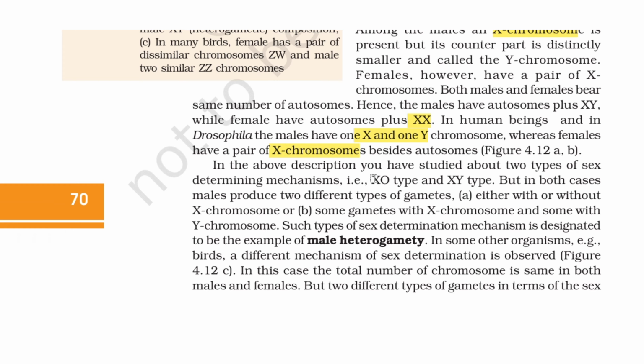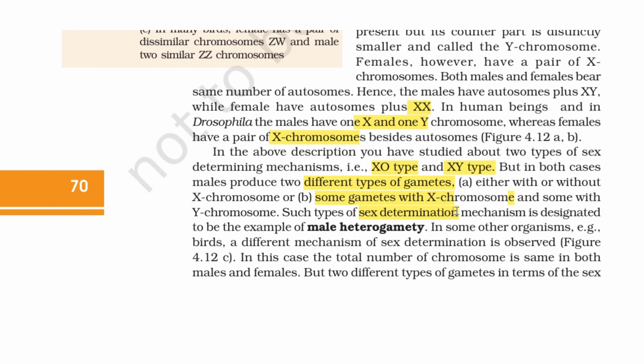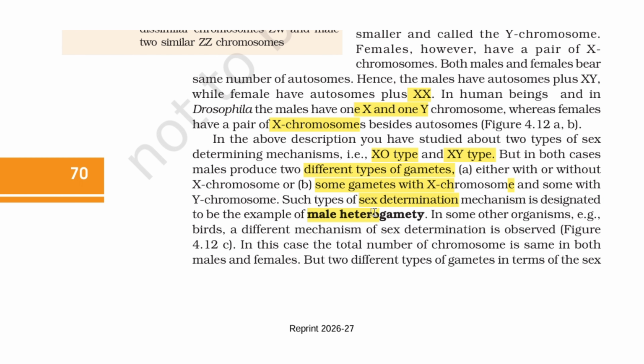In the above description you have studied two types of sex-determining mechanisms, i.e., XO type and XY type. But in both cases males produce two different types of gametes, A, either with or without X chromosome, or B, some gametes with X chromosome and some with Y chromosome. Such types of sex determination mechanism is designated to be the example of male heterogamety.